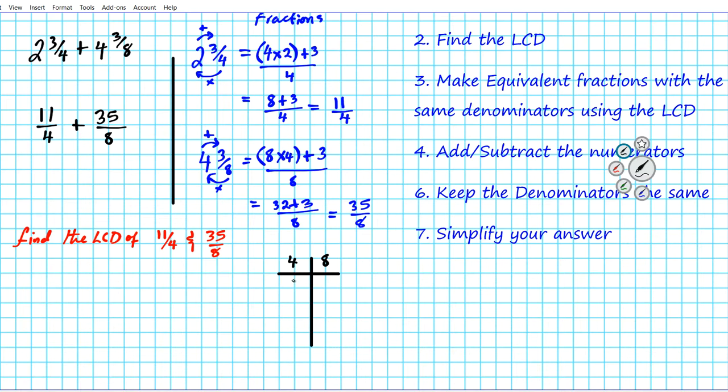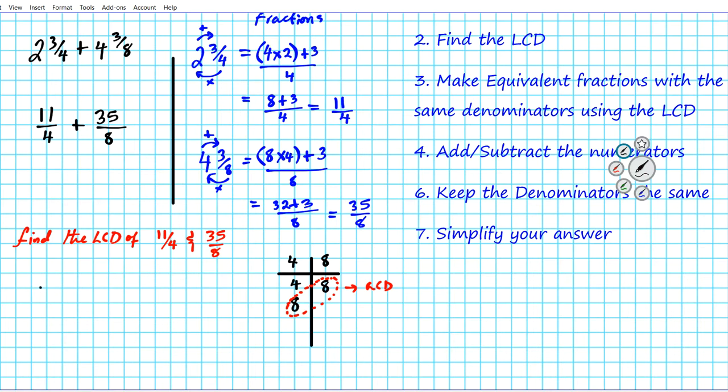All right, 4 times 1 is 4, 4 times 2 is 8. Oh, look at this. We already have the second number showing up in the multiples of 4. What does that mean? We stop right there. 8 times 1 is 8. Ladies and gentlemen, we automatically have the LCD. So that's the LCD of the two numbers.